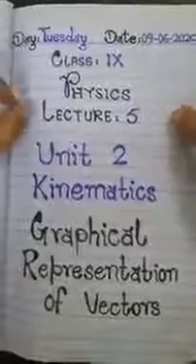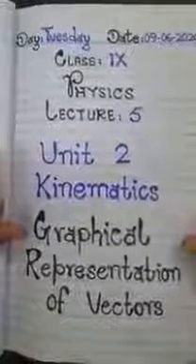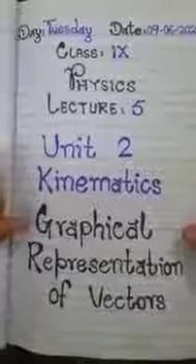I am here with the fifth lecture of physics from unit 2, kinematics. The name of the topic which I am going to teach you is the graphical representation of vectors.